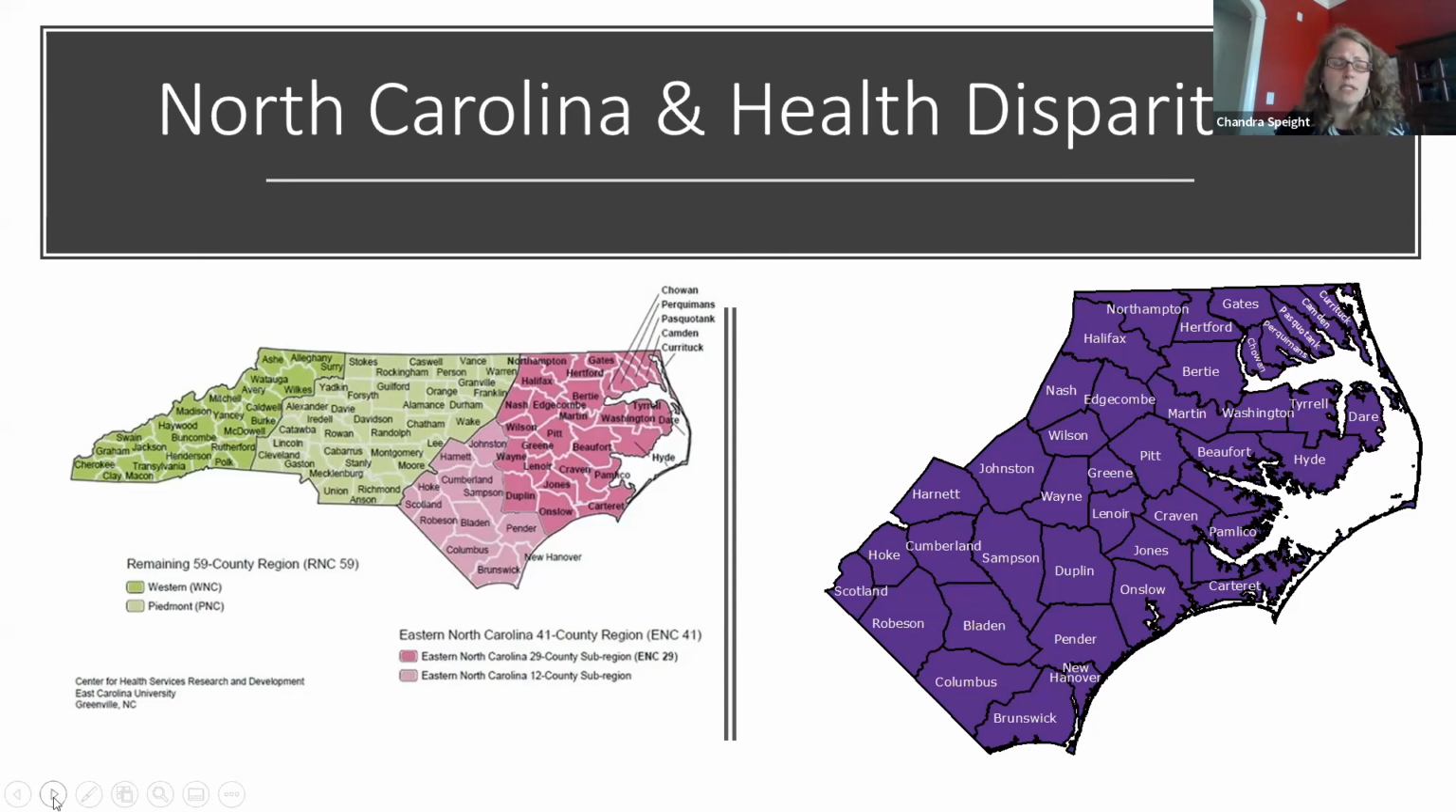Infant mortality, which is often seen as a reflection of a community's health as a whole, is unfortunately incredibly high in my region. In Bertie County, which if you can see my cursor is right up here, the infant mortality rate there actually exceeds that of El Salvador and Vietnam. So we're not doing very well in terms of access to care for pregnant women. 75% of the counties in this region are in the lowest tier nationally for overall health outcomes.